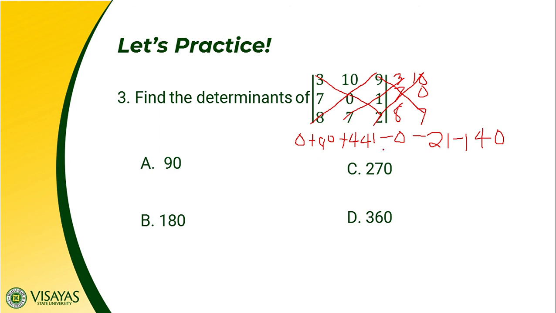Okay, and here we just get the sum of 80 and 441. So 80 plus 441, this becomes 521. And negative 21 minus 140, this is equal to negative 161. And lastly, 521 minus 161 is equal to 360. So therefore, the determinant is equal to letter D, 360.